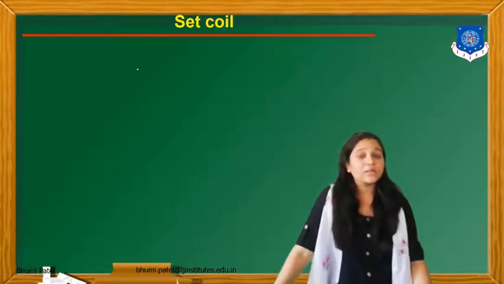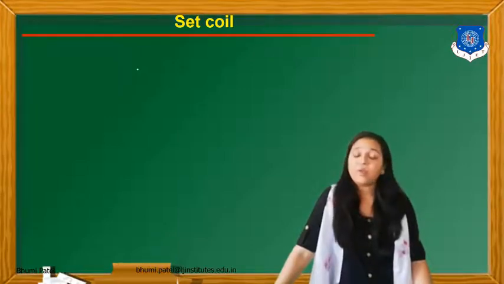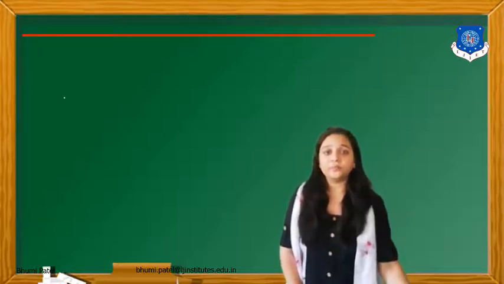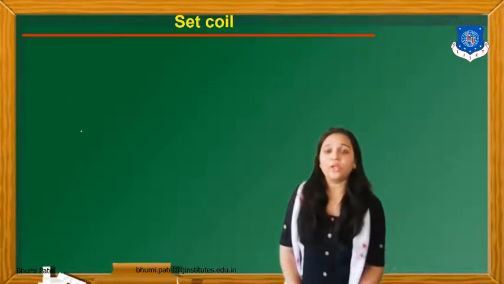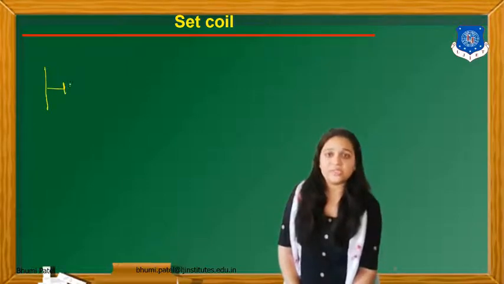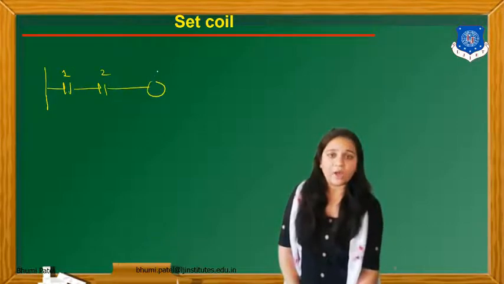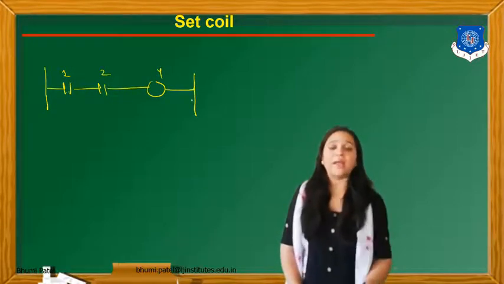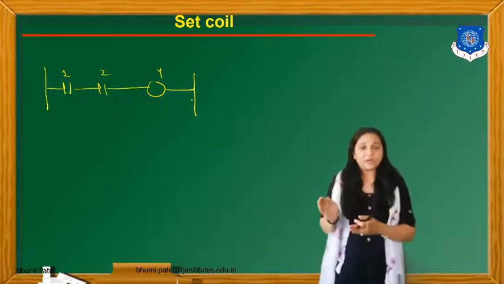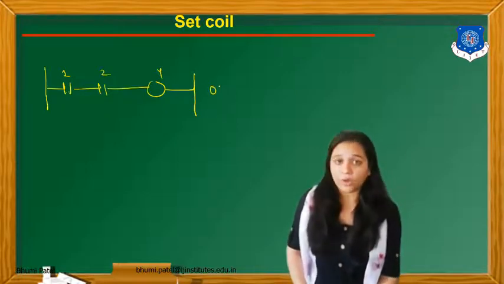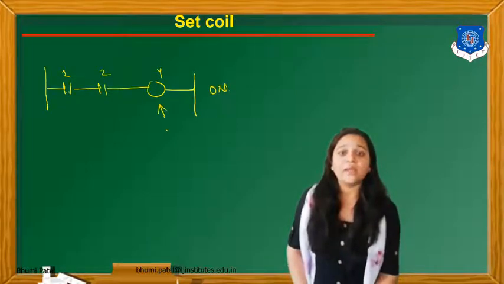Now the third instruction is the set coil. You already know that the output will be on and off for this particular program. If we have to draw the program like this, suppose this is my switch 1, this is my switch 2, and this is my output. Your target is that if switch 1 and switch 2 are on at the same time, the output will be on. At that time we can connect the set coil as an output.